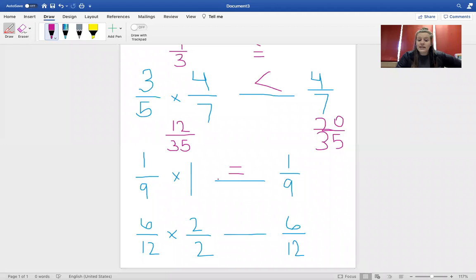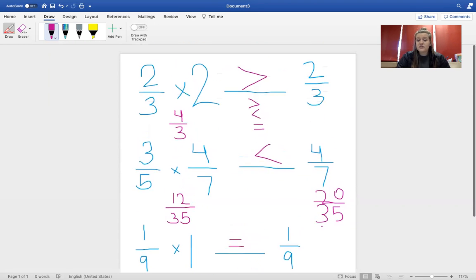So we had 1/9 times 1 was equal to 1/9 because anything times 1 is itself. So let's look at this last one. 6/12 times 2/2, and we have to compare it to 6/12. Well, this is being multiplied by a fraction, but what does 2/2 equal? It just equals 1, right? So that one was a little tricky, but really it's just 6/12 times 1, and we have it equal to 6/12.